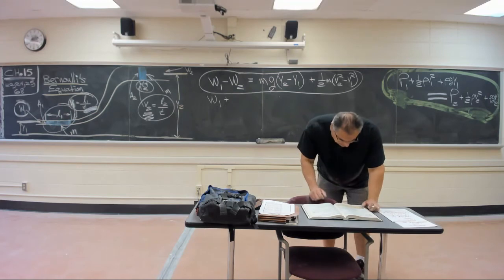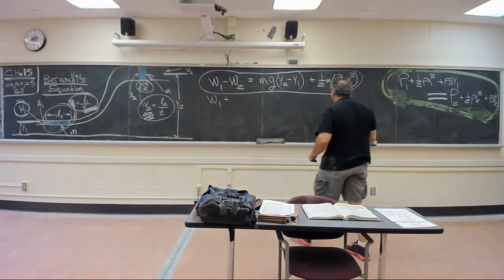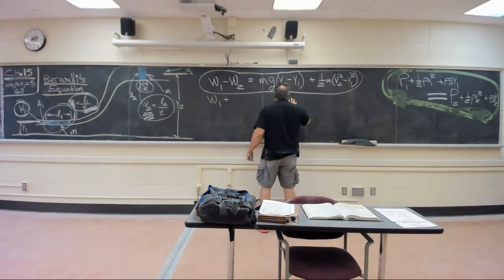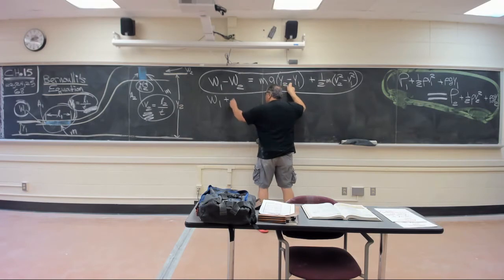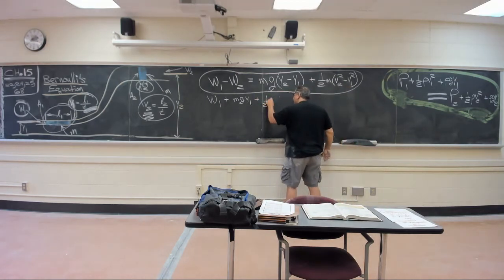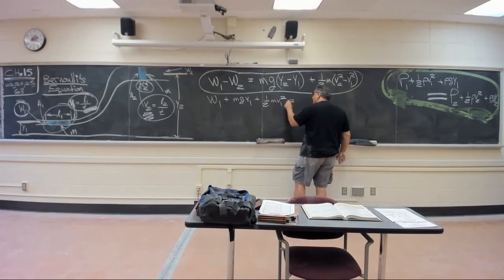I typically put the potential energy in front. That's not a big deal. So mg times a negative y1 is negative mg y1. Add a positive mg y1 on each side. 1/2 m times negative v1 squared is negative 1/2 m v1 squared. Add a positive 1/2 m v1 squared.